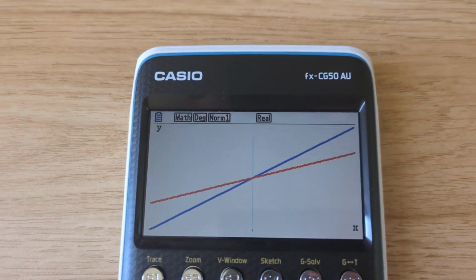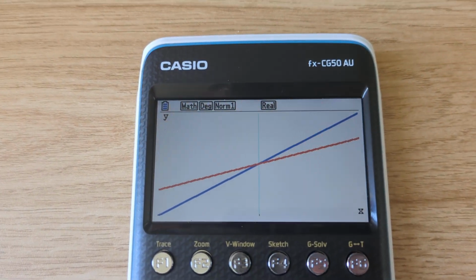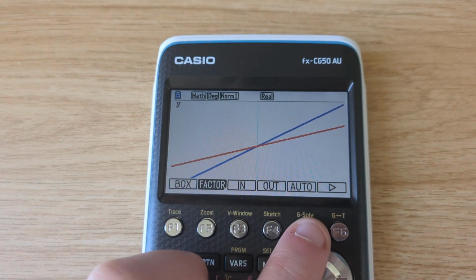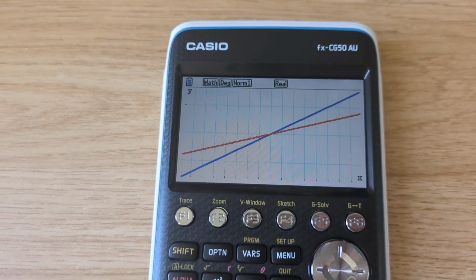We can't see any numbers. It's great, yet these lines intersect. We knew they would, but it doesn't have any numbers. So what you can do, you can go back to zoom again, and then you can click on auto, and it kind of just figures out the best view for you. Cool.